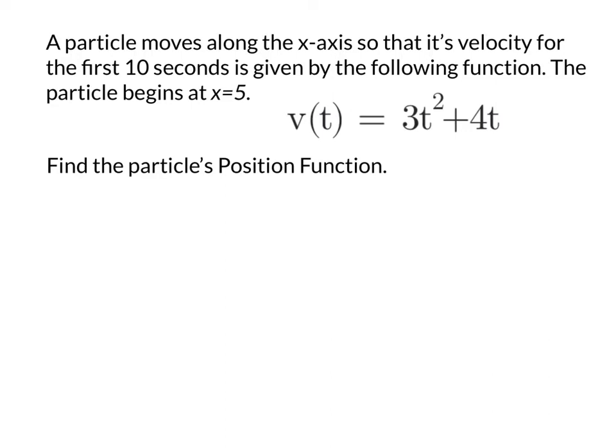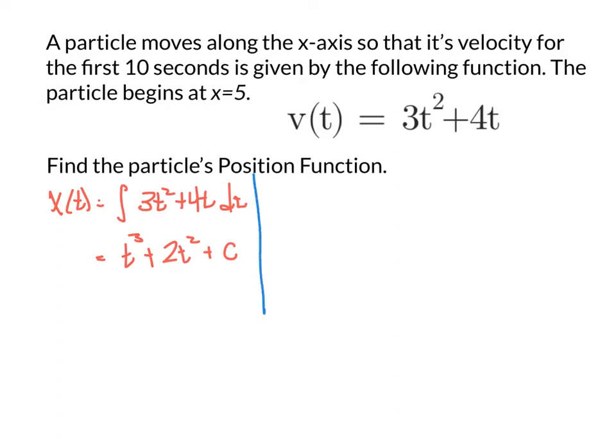To find the position function, we'll call it x of t, we're going to use the integral and just take the integral of the velocity, 3t squared plus 4t dt. And when we take the indefinite integral there, we'll end up with t cubed plus 2t squared plus some constant c. This is our general solution.